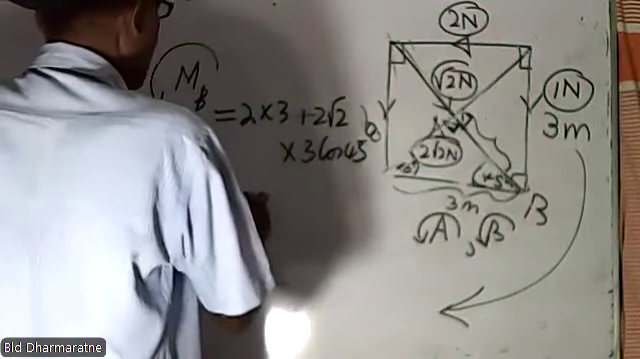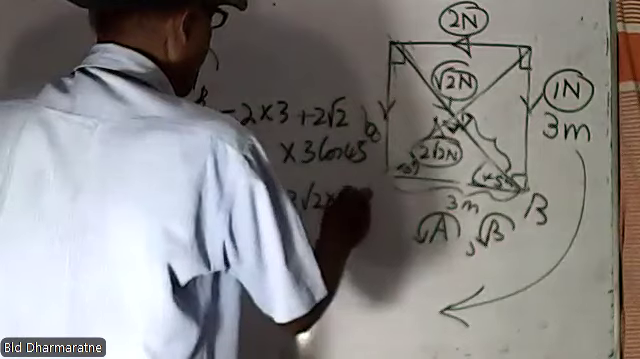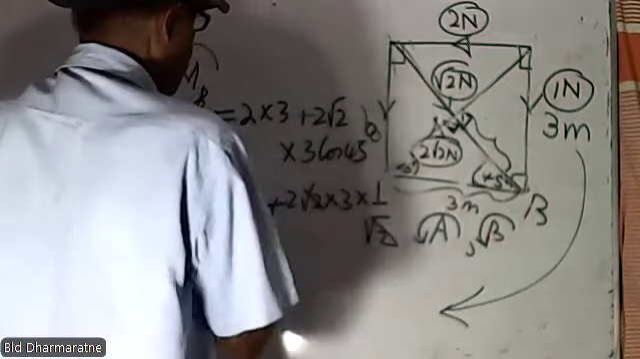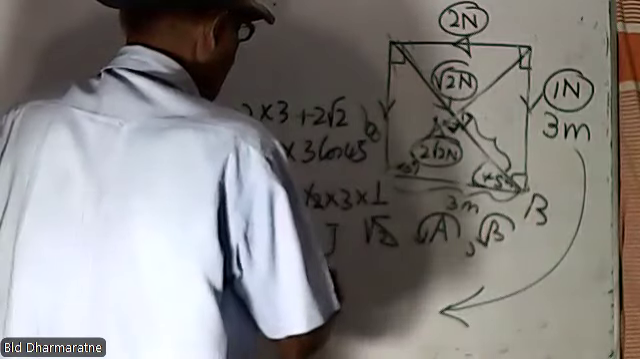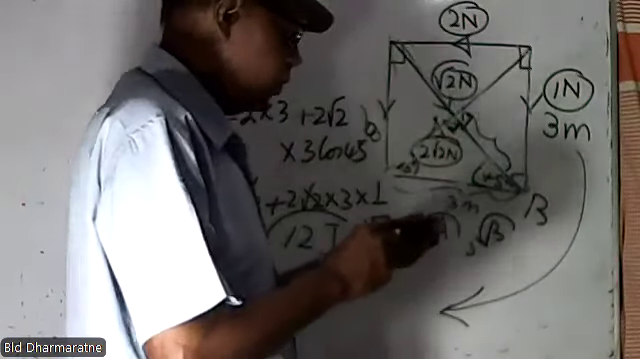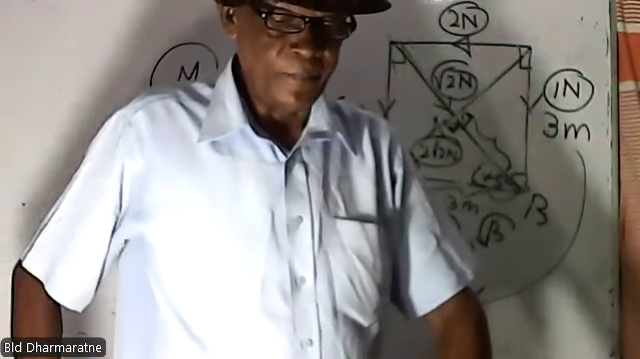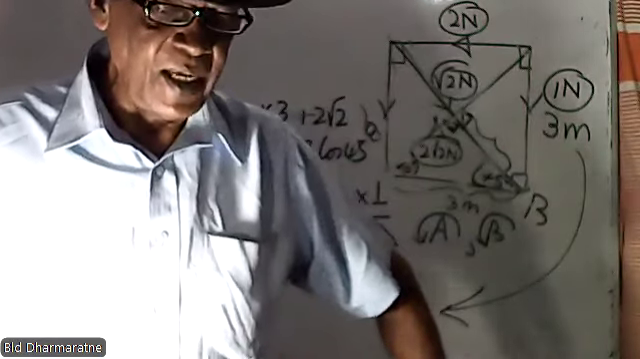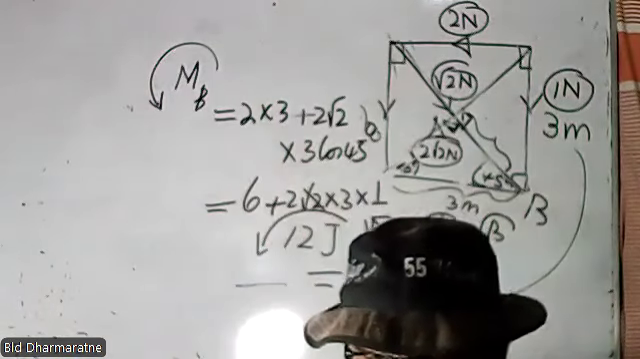It will take 6 plus 2 root 2 into 3 into 1 over root 2. Root 2 and root 2 cancel. 2 into 3 is 6, 6 plus 6 is 12 joule. What direction? Anticlockwise direction. I have given the basic knowledge for this. Next time I will consider complex ones and some theorems regarding this. Thank you very much for watching.